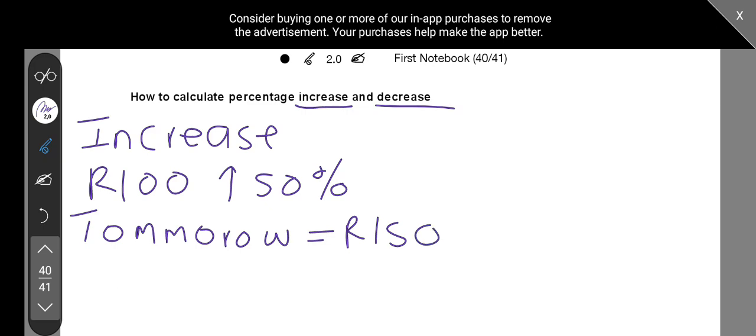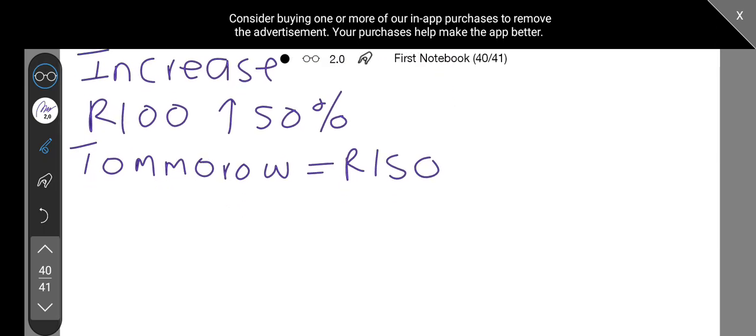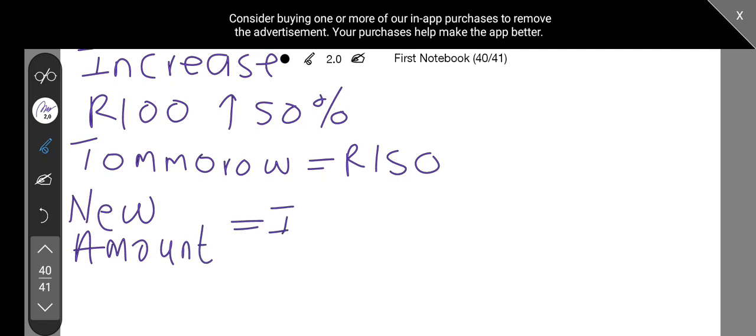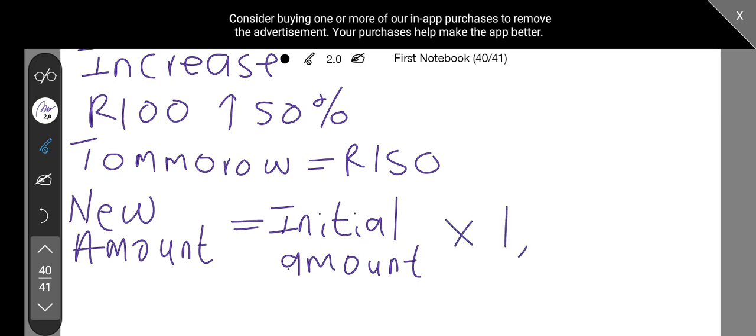Okay, so there's a formula which I've decided to do here, which will help you simplify things. Because we are talking about percentage increase, we're going to say that new amount or a new value is equal to initial amount multiplied by 1 comma the increase. Notice that I've said increase, not percentage increase.